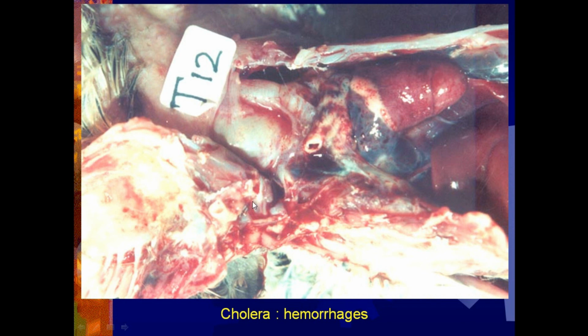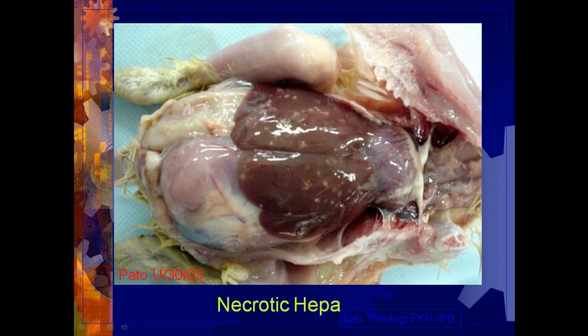This one is the extensive hemorrhages in the heart and also in the fatty tissue of the heart and the surrounding tissue as well. Okay, this one is the necrotic hepatitis, or we can say the miliary necrotic hepatitis here, where the pinpoint necrosis occurs all over the liver lobules.